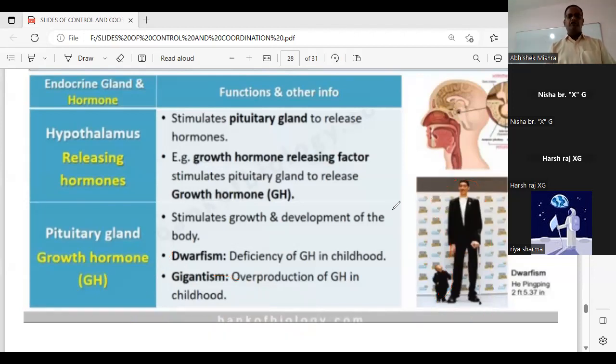Yes, sir. Nisha, what do you mean by hyposecretion of hormone? Hyposecretion, H-Y-P-O, means that the hormone is secreted in less quantity. Hmm. And what do you mean by hypersecretion? Secretion in greater quantity, more quantity. Okay, very good.